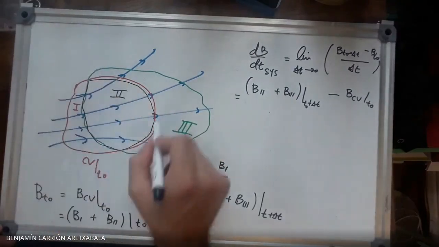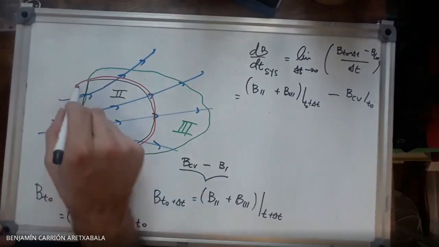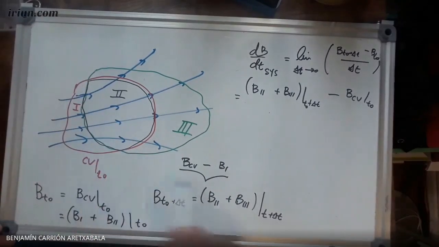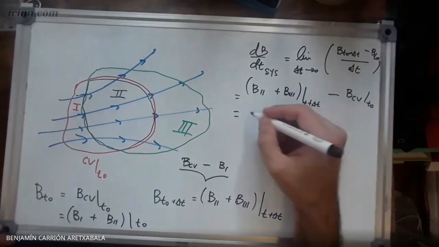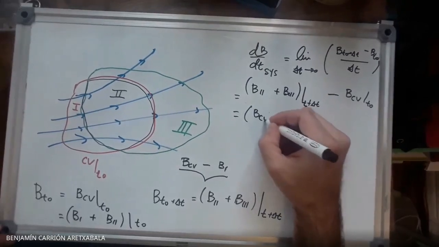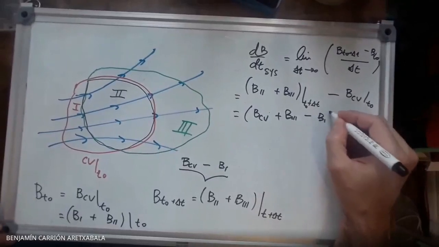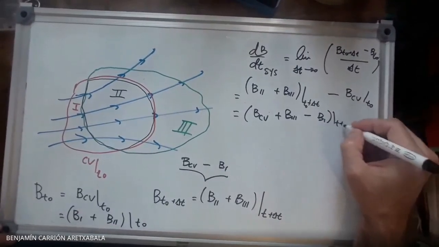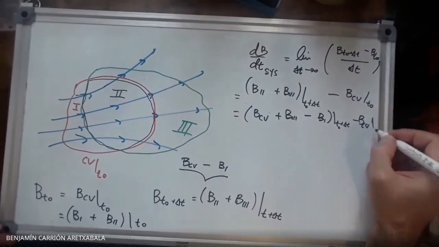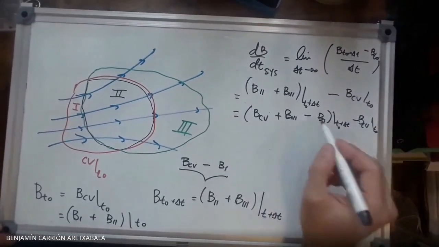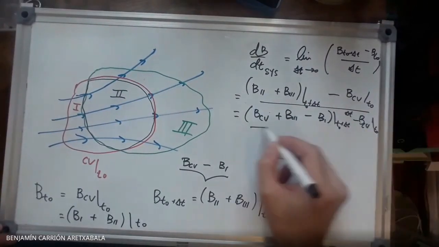is the full property over the control volume minus this area. So if you do that here, you end up with B at your control volume plus B at 3 minus B at 1, all of this at time delta t, minus B control volume at time 0. I'm sorry, and this is divided by delta t.